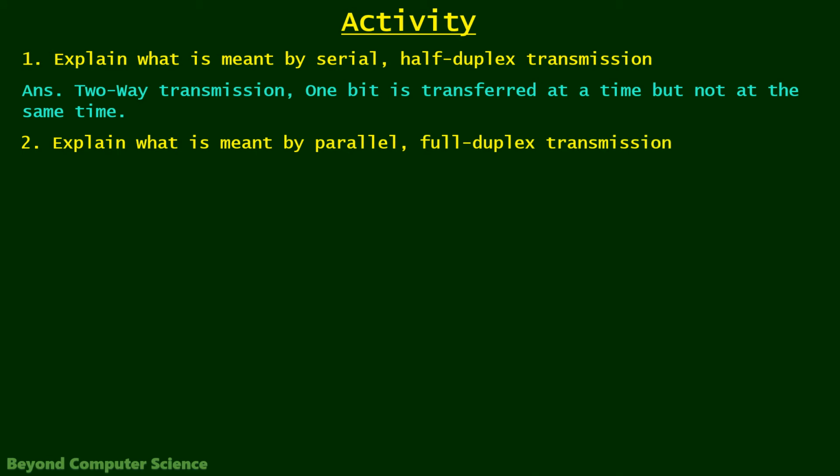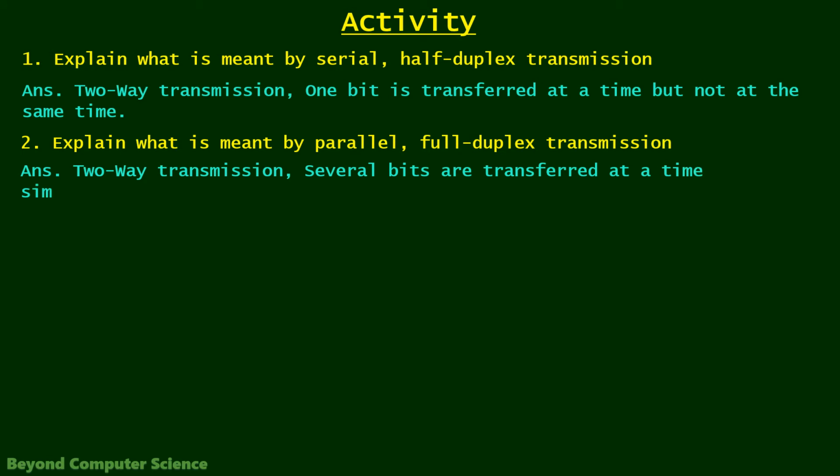Okay, now you have to define parallel and full duplex transmission. Parallel means you have multiple wires that can transmit multiple bits at the same time, whereas full duplex means both the sender and receiver can do sending and receiving simultaneously. They can be a sender and a receiver at the same time. So the answer is two-way transmission because of full duplex. Several bits are transferred because of parallel. Simultaneously is answering the full duplex part.